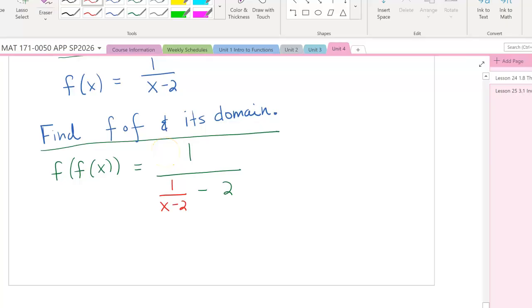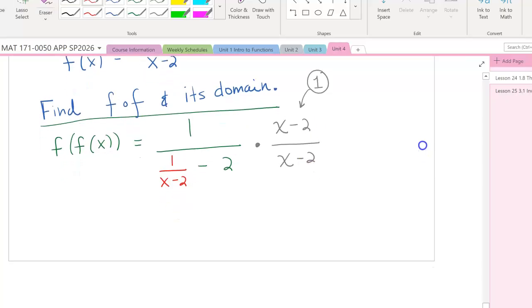One strategy you can use to get rid of a complex fraction is to multiply by the common denominator of all your fractions on the top and the bottom. So the common denominator of this fraction, well, we only have one fraction within the fraction, and that denominator is x minus 2. And I'm allowed to multiply by x minus 2 over x minus 2, because if you think about it, that is actually equal to 1. Because when you divide something by itself, it's equal to 1. And when you multiply something by 1, you don't change its value.